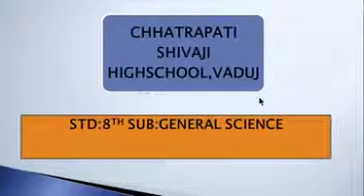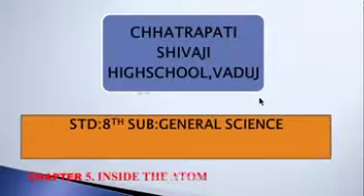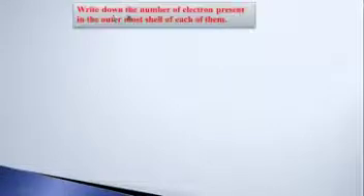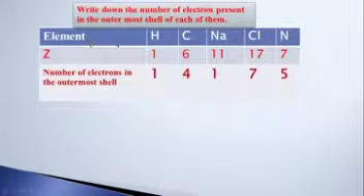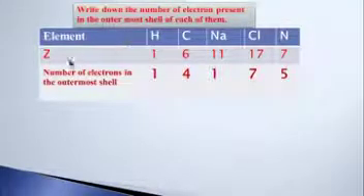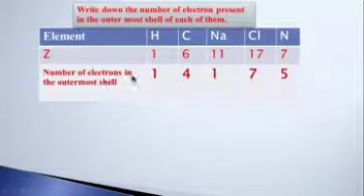In general science we will study chapter 5, inside the atom. Write down the number of electrons present in the outermost shell of each of them. Here see this first table. Name of element is given, its symbol is also given. Here Z means atomic number, and the last column is the number of electrons in the outermost shell.